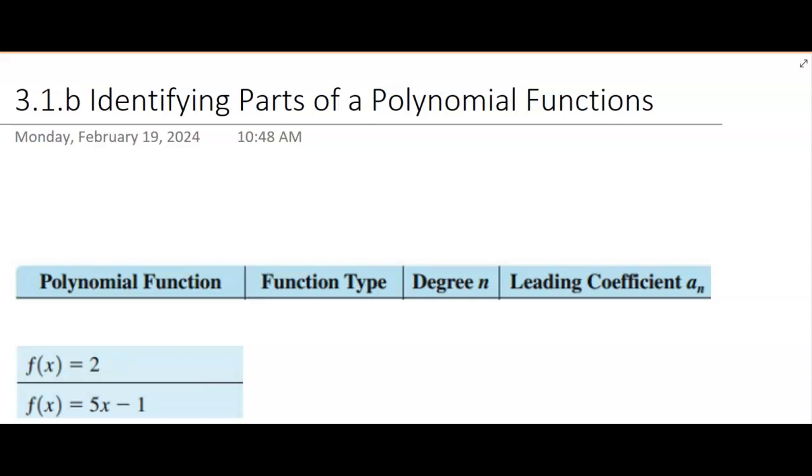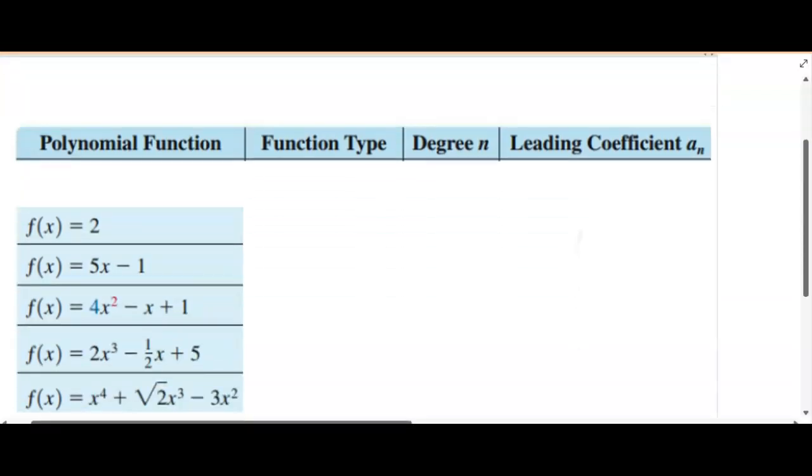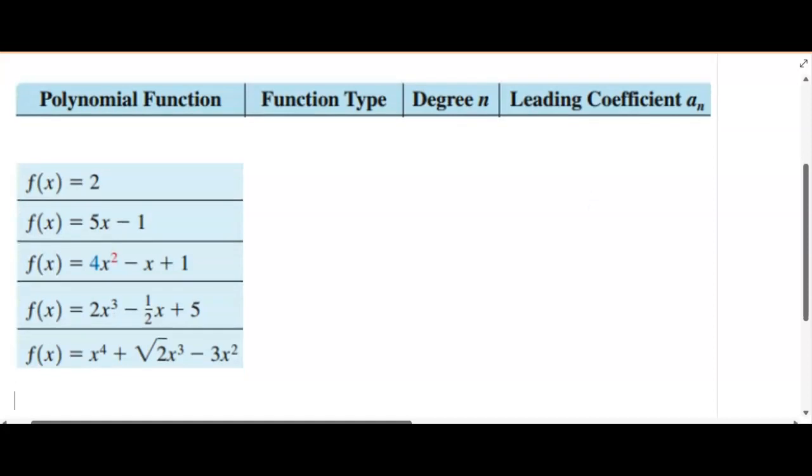So we're going to practice identifying degree of a polynomial function and the leading coefficient. We're also going to talk about what type of function these are. So these are special. There's like a little chart, and we're going to fill it in. Okay, so they give us a polynomial function here, and then we say what function type it is.